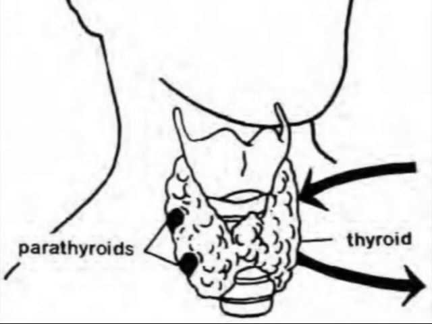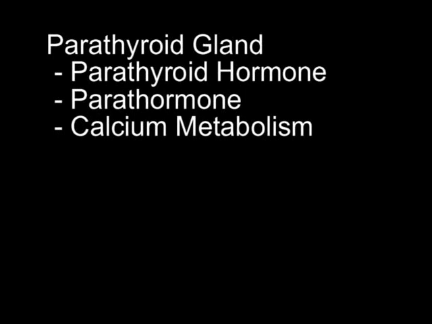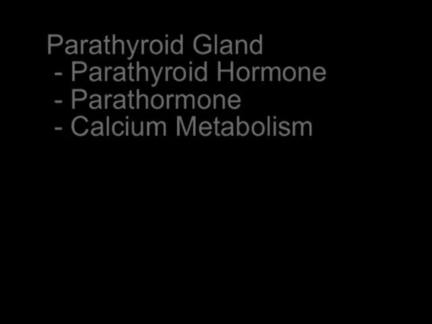Located on the posterior aspects of the thyroid lobes are 2 pairs of small round masses of tissue known as the parathyroid glands. The hormone produced by the parathyroid glands is called parathyroid hormone or parathormone. It's involved with calcium metabolism.